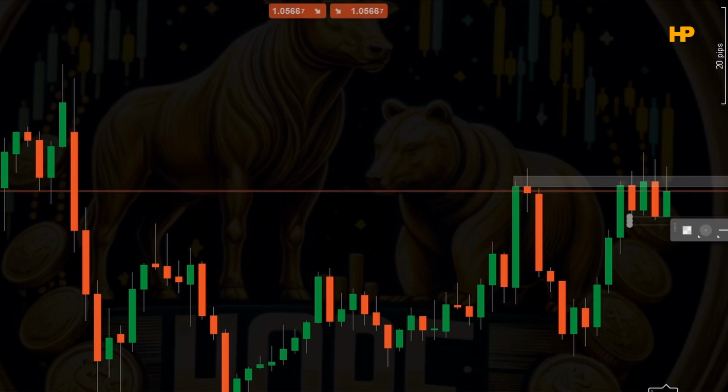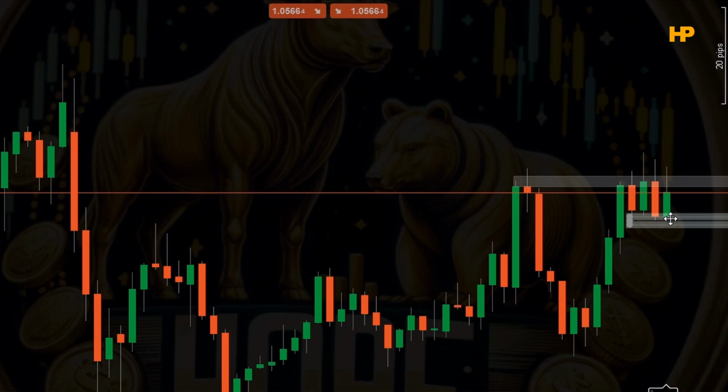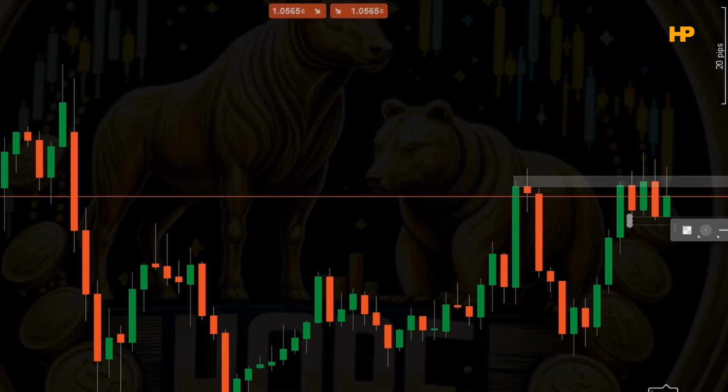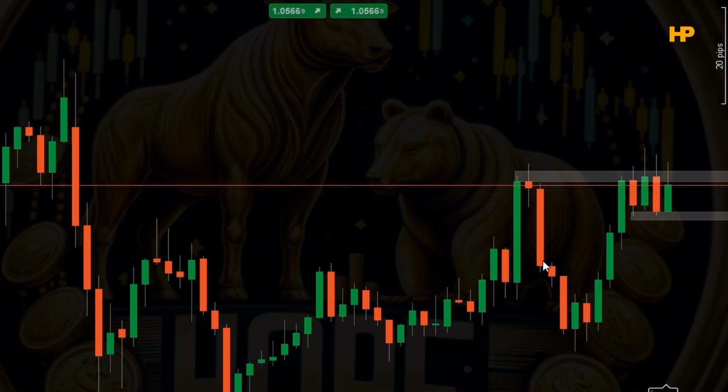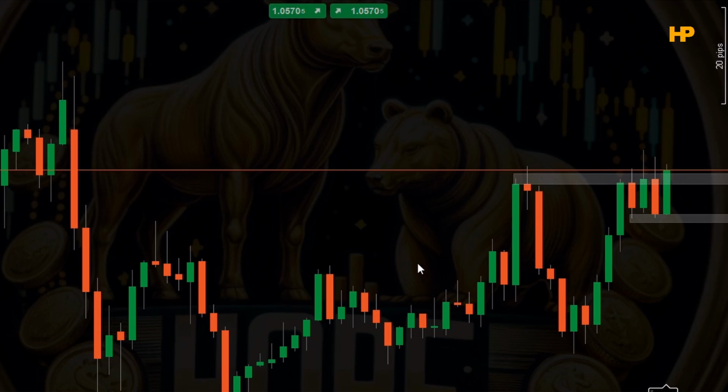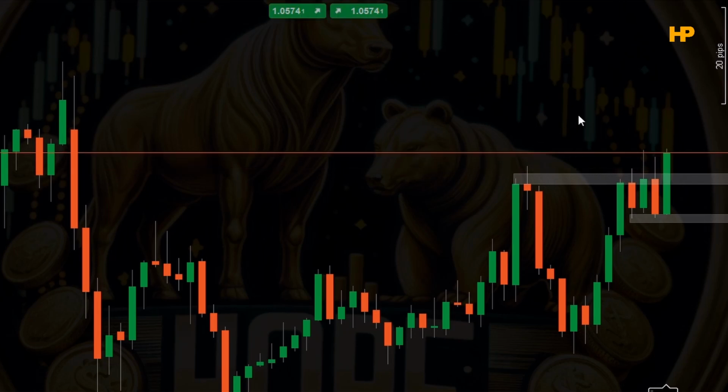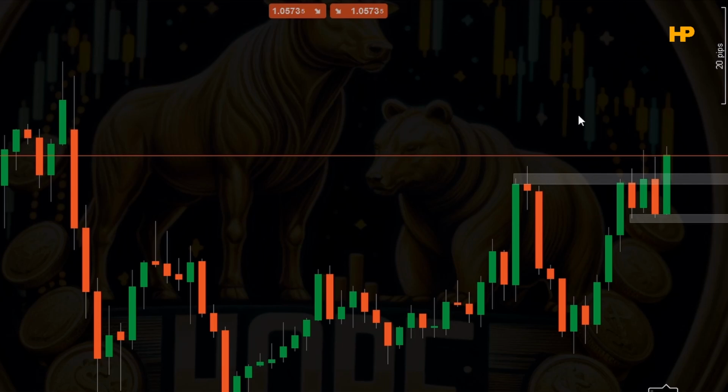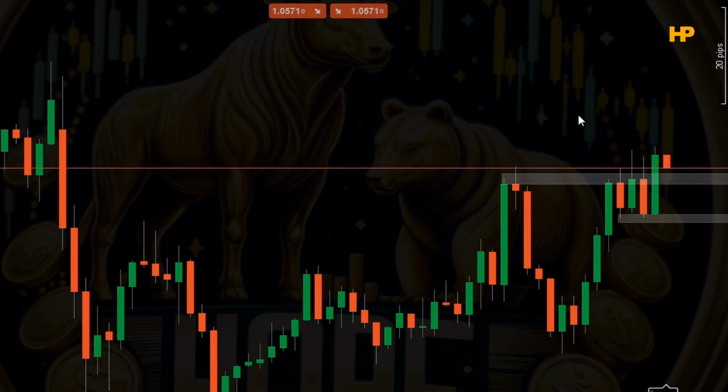Importance of the London session. 1. High liquidity. The London session accounts for approximately 35% of global forex volume, driven by major financial institutions in London, the world's largest forex hub. This results in tighter spreads and larger price movements, especially for pairs like EUR-USD, GBP-USD, and USD-JPY.